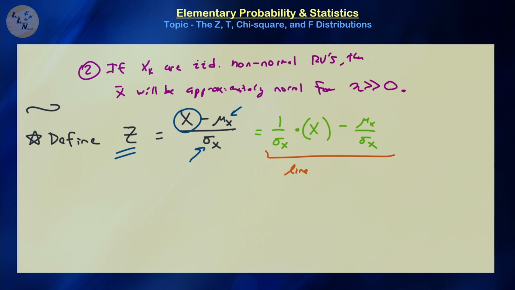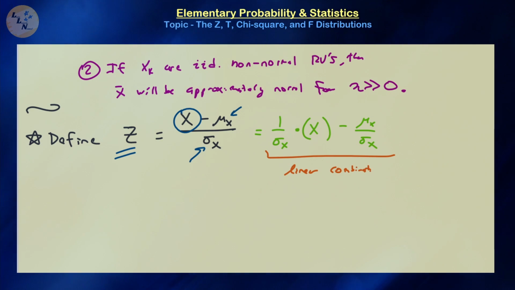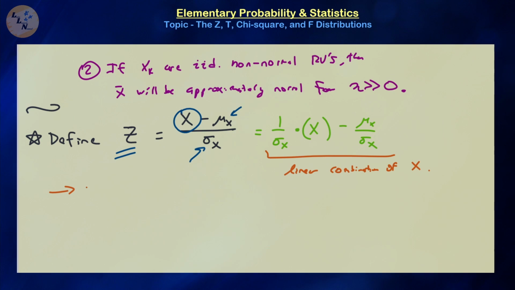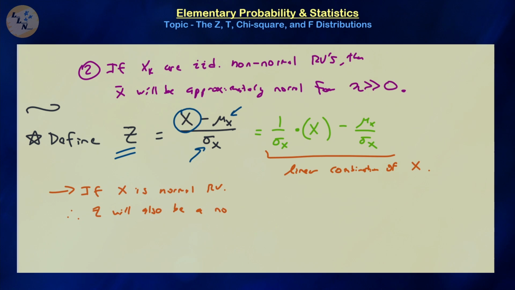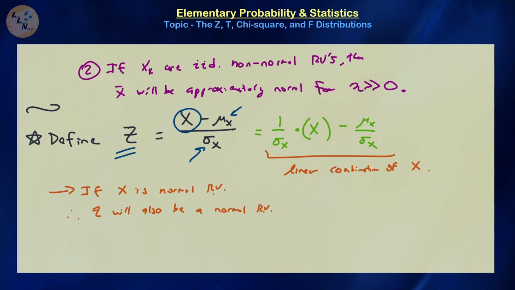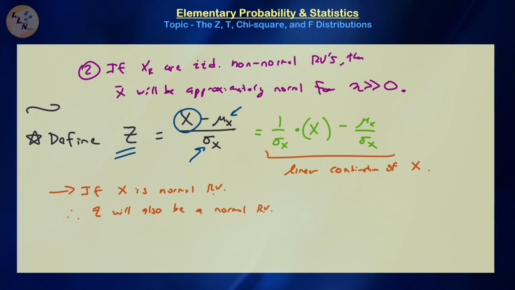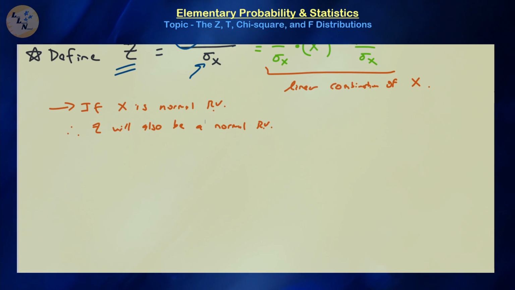Right, so this is just a linear combination of the random variable x, right? So one can show, or one should be able to show up to this point, if x is a normal random variable, then that means z will also be a normal random variable, because as we should already know, a linear combination of normal random variables will also be a normal random variable. Of course, the mean and the variance of that normal random variable z will be different, but nonetheless it will be a bell curve shape distribution.